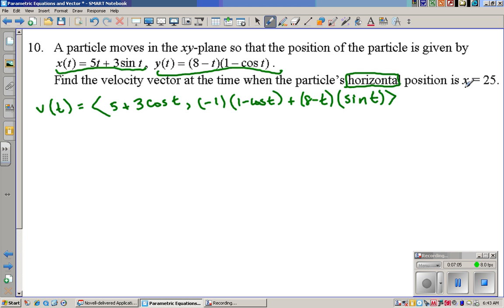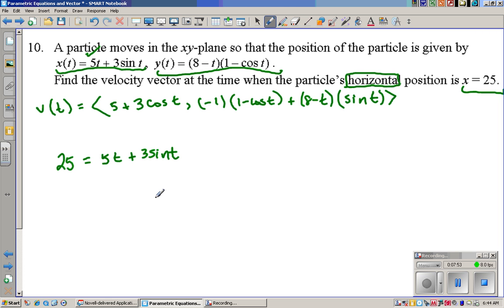position is x equals 25. So just like problem number 8, we have a similar problem here where we found our answer in terms of t, but they didn't give me a t value, they gave me an x value. So again, what do I have? Can I get from an x value to a t value? And yes, I can, because this is the horizontal position. That's this function here. You have to remember that when it says x of t and y of t, this means the x value, this means the y value. So all they're saying is that 25 is my x value when I have 5t plus 3 sine of t.